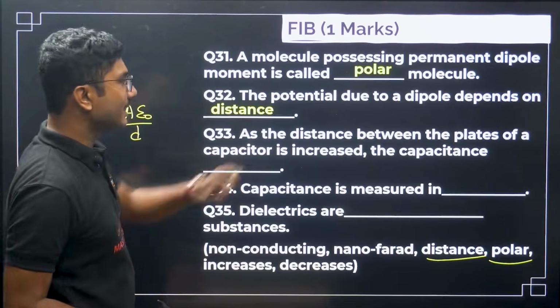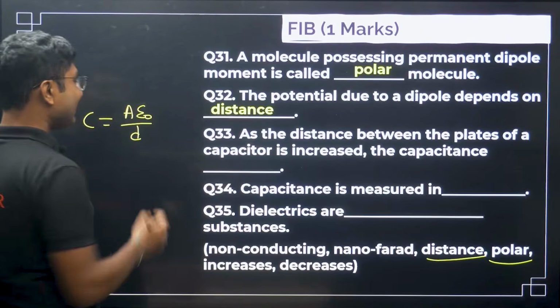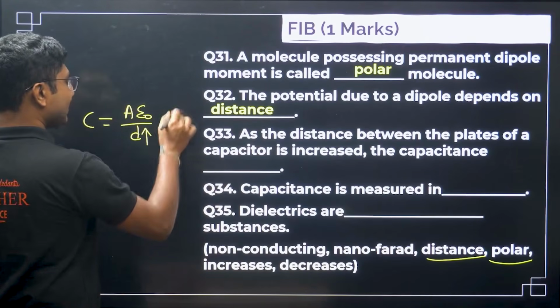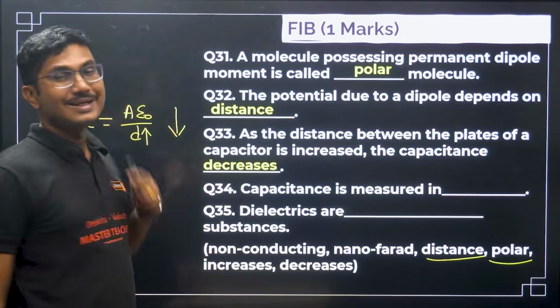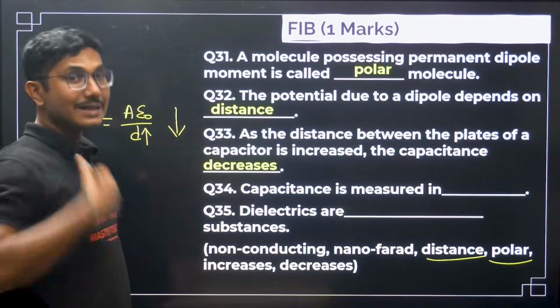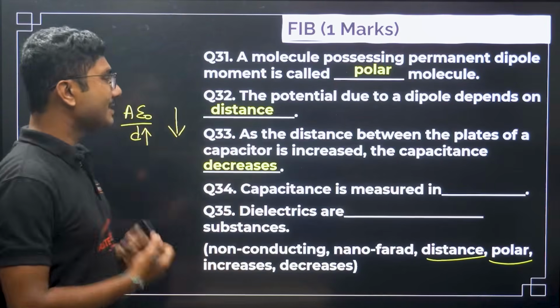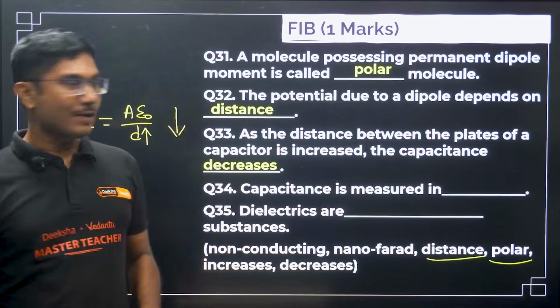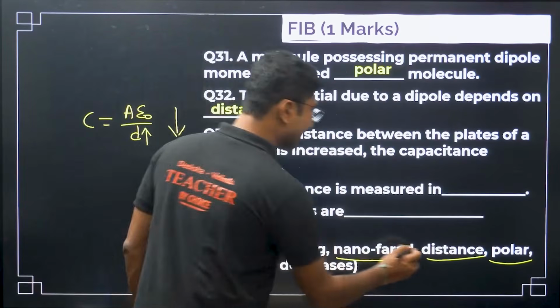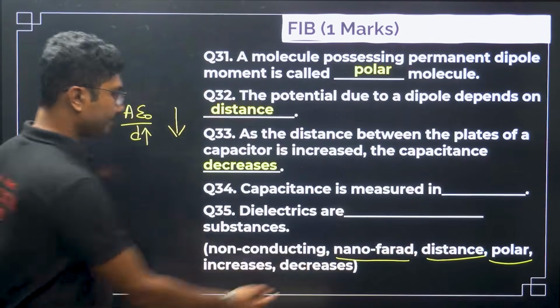So if you increase the distance, capacitance must be decreasing. So capacitance must decrease. Capacitance is measured in dash. So now what is the unit of capacitance? Nanofarad. The only thing that makes sense is nanofarad.